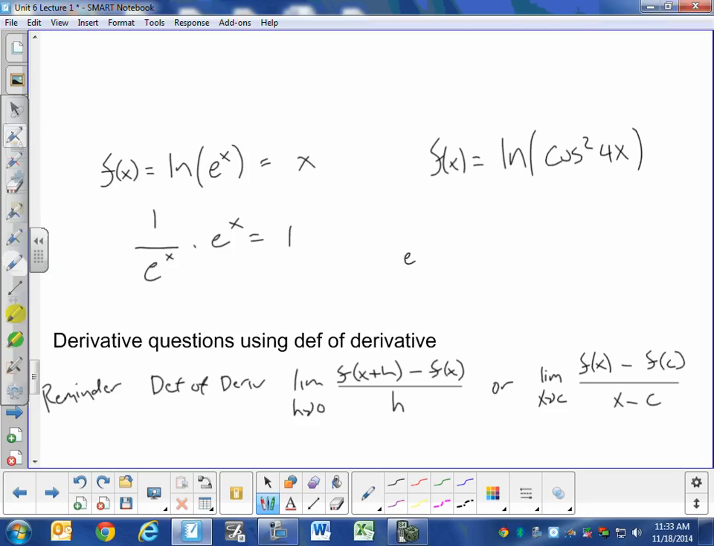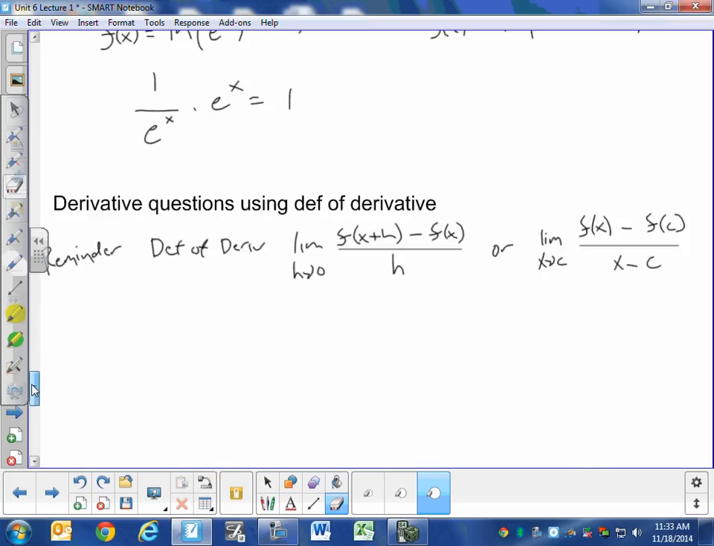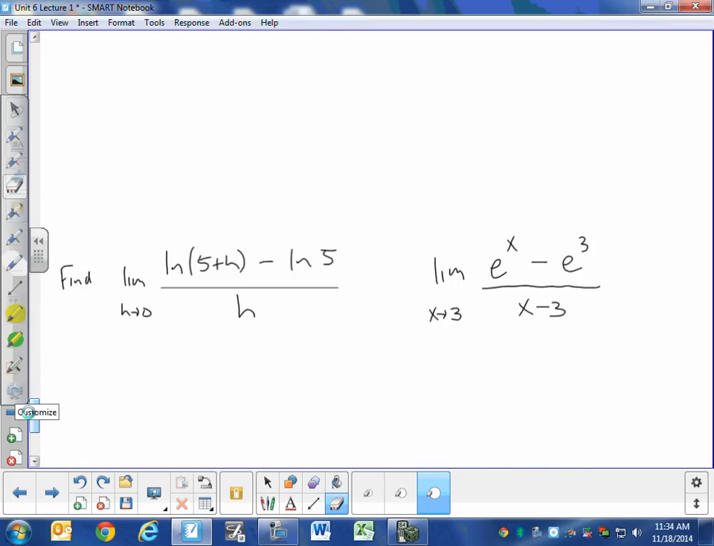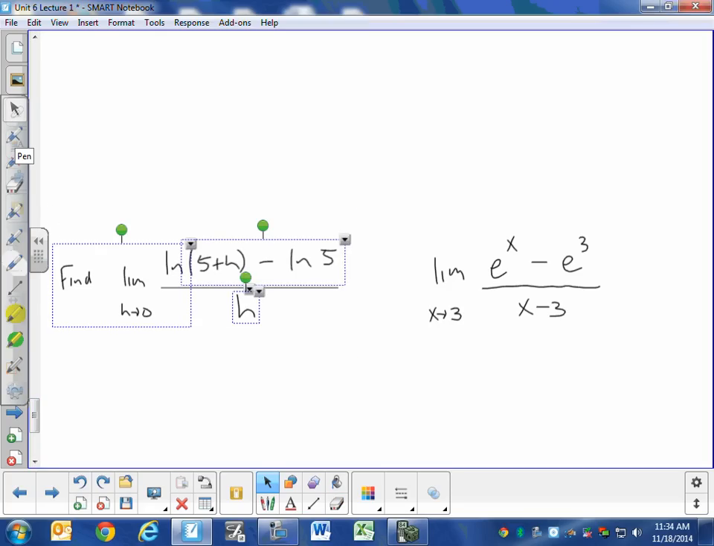Let me think about that. E to the log x, derivative would be e to the log x times 1 over x. That's just 1 as well. Okay, we'll skip this one. This is just a little mess. Well then, I could give you this question.